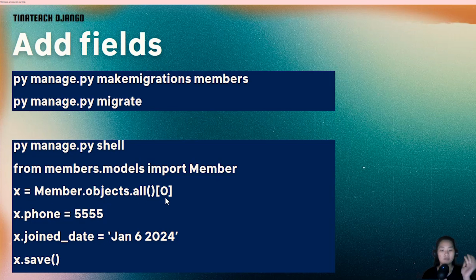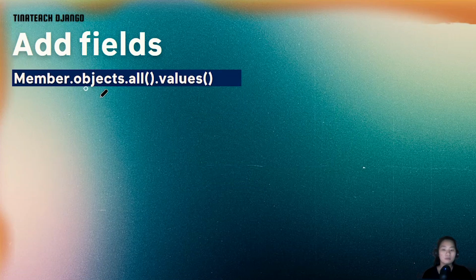We're going for the first value. x.phone equals, I'm just going to give an example. x.join_date, January 6, 2024. Now, there's a reason why I chose this specific format, because when we run it in the command prompt, you'll see a type of error, and I want to show you that. And x.save. That's it.